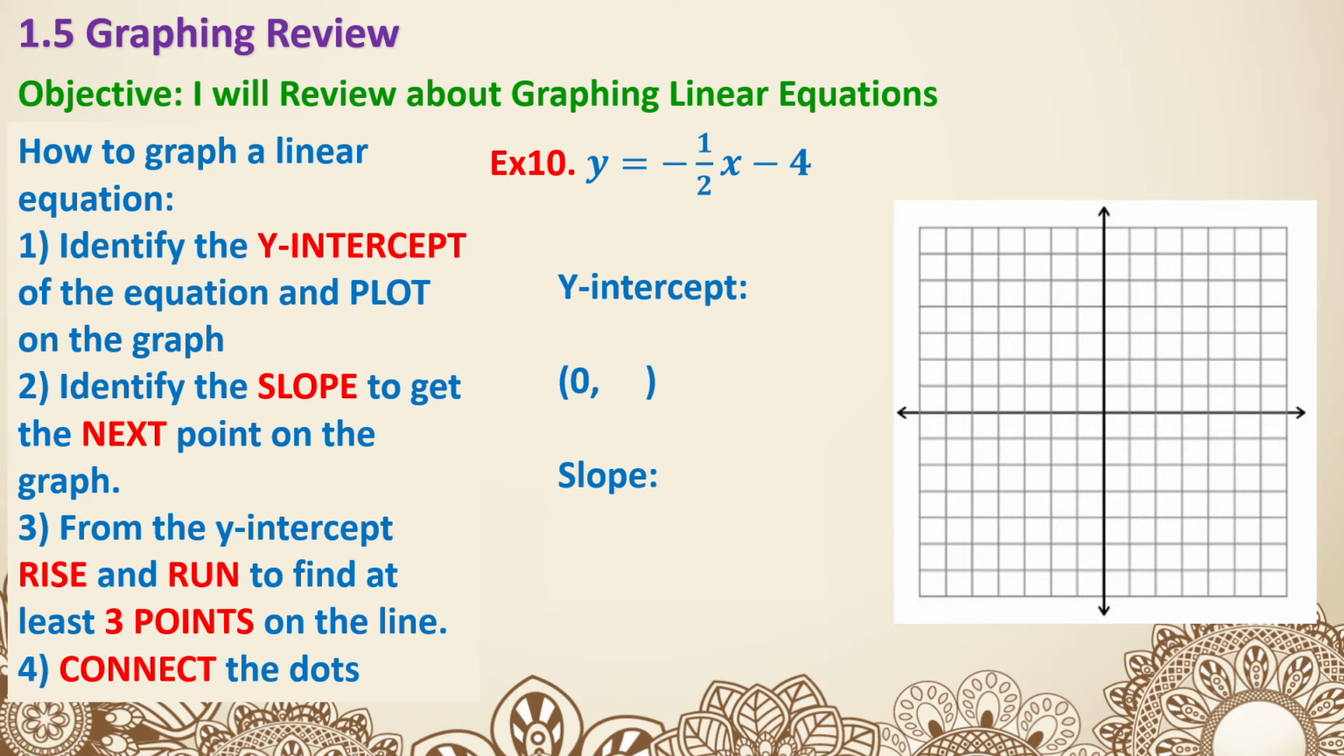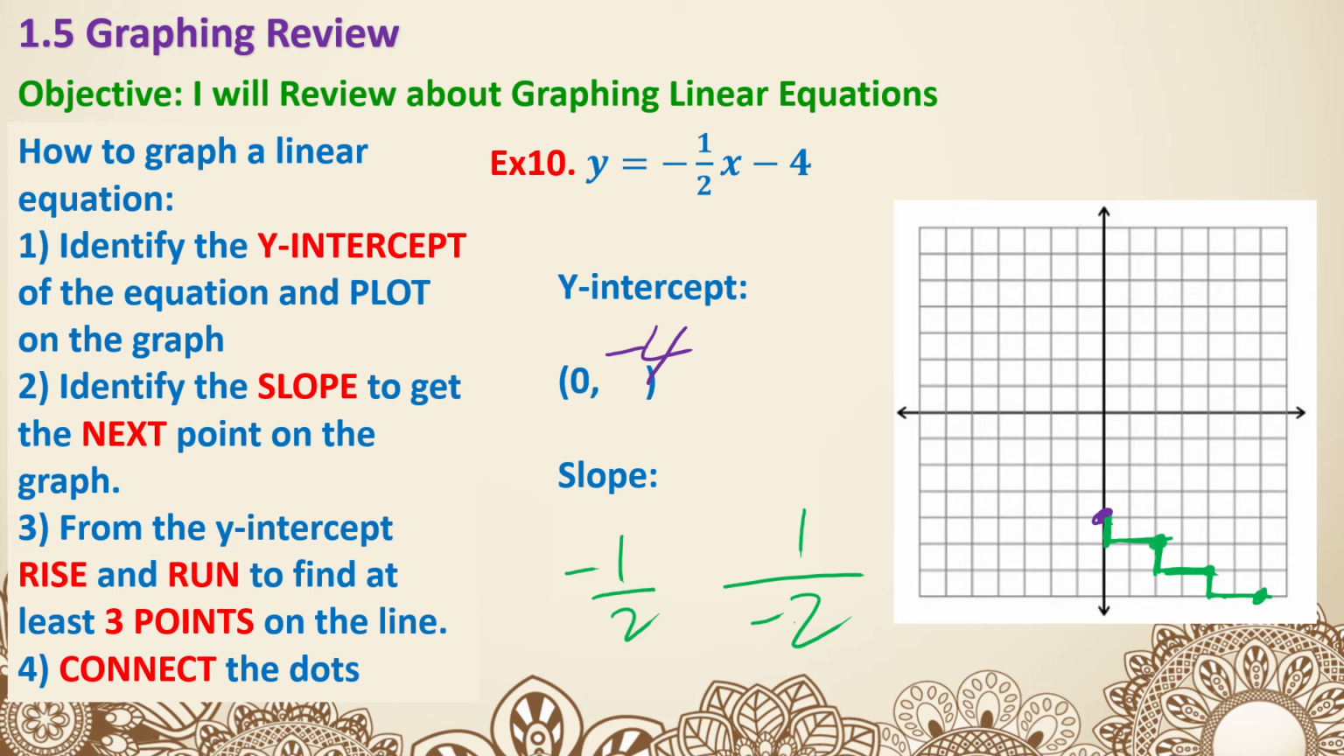Number 10. Y-intercept is -4, so we have our first point at -4. The slope is -1 over 2, or you can treat it as 1 over -2. Either way, the negative sign can only belong to one of the numbers. So if it's -1 over 2, -1 is going down 1, then to the right 2. Going down 1, then go to the right 2. Down 1, right 2. You have these points.